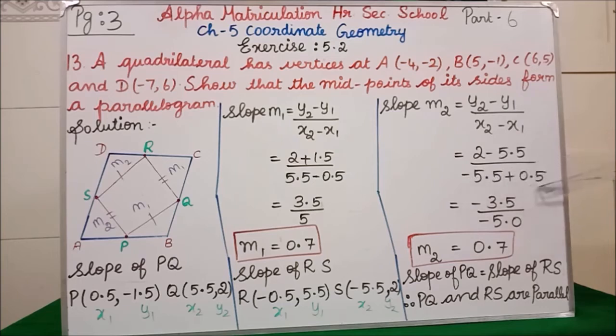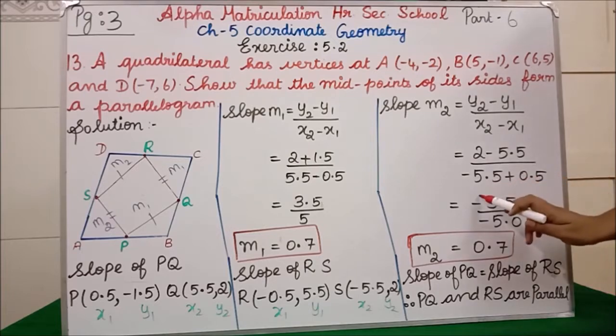Minus 5.5 plus 0.5 is minus 5.0. The next step, what will happen? This minus minus will get cancelled. So what will we get? 3.5 divided by 5.0 is what answer? 0.7. See, now both the slopes are the same, isn't it?